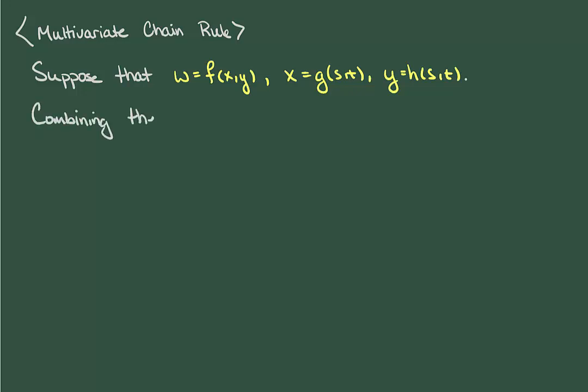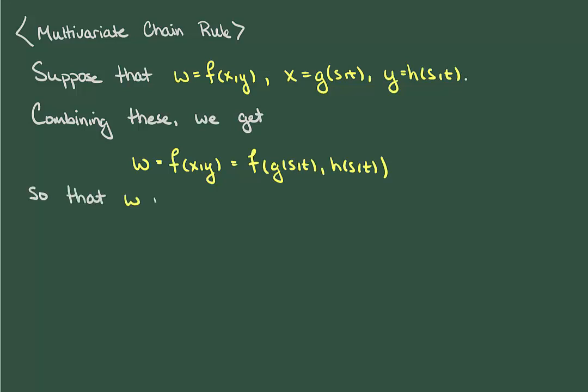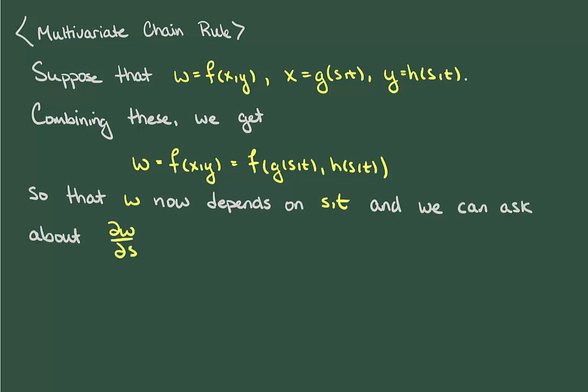By plugging our value of x and y into the function for w, we get the following. So that now w has gone from depending on x and y to instead depending on s and t. And it makes sense to ask how w changes with respect to s and t, namely, what is the derivative of w with respect to these variables?